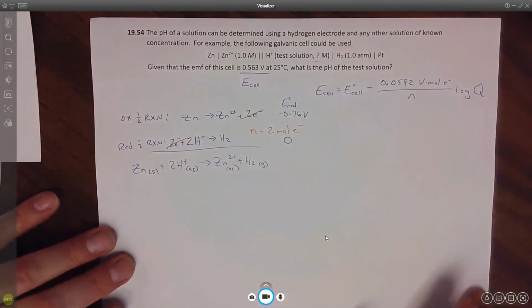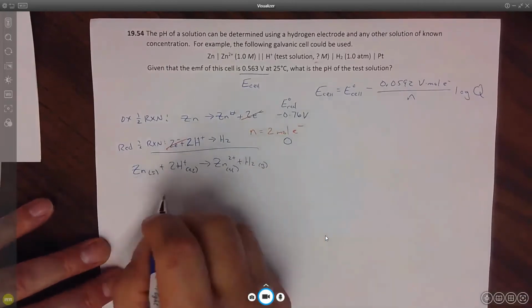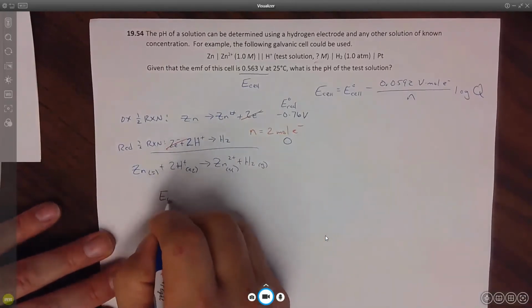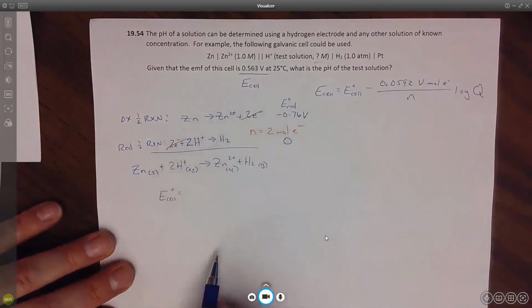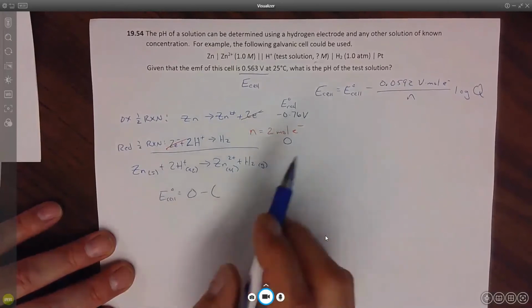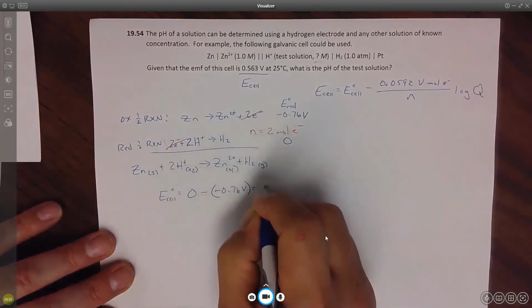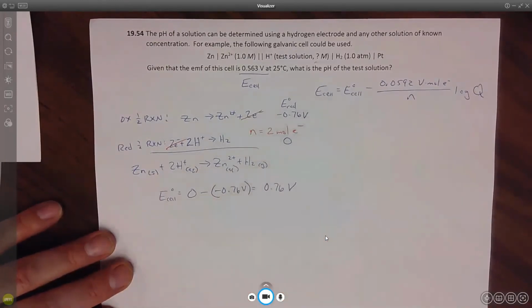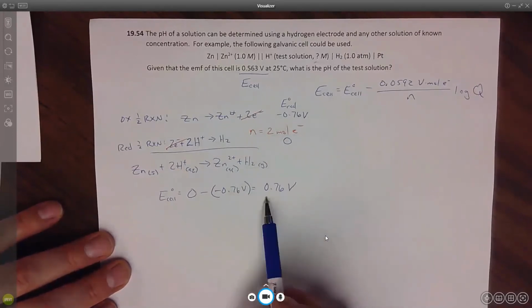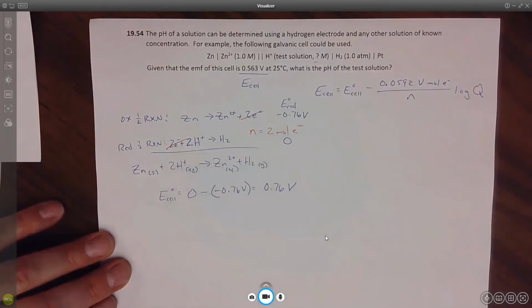So our E cell then, we're going to need this E cell naught. The E cell naught is pretty straightforward. E cell naught, again, is just the reduction potential of the cathode, which is 0, and then minus the reduction potential of the anode, which is negative 0.76 volts. So E cell naught is positive 0.76 volts. So again, by this alone, we can see that this is a positive value. It's a spontaneous reaction. That means the reaction is going in that direction.